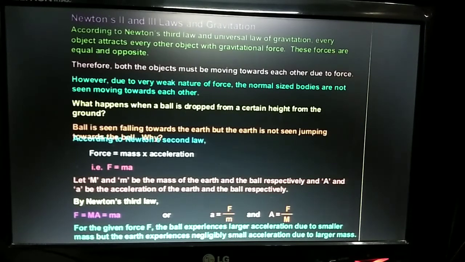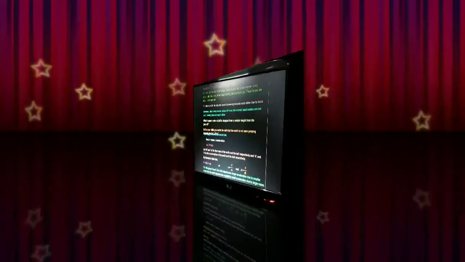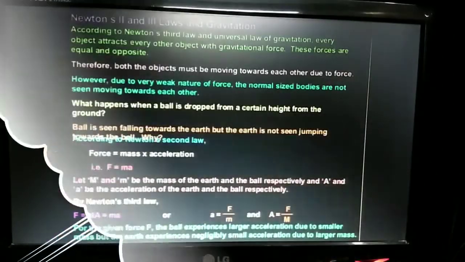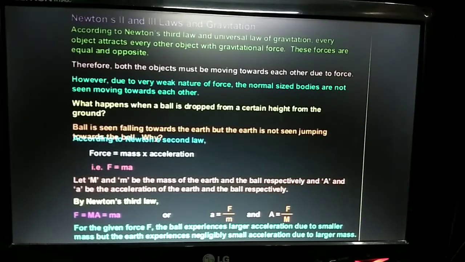What happens when a ball is dropped from a certain height from the ground? Ball is seen falling towards the earth, but the earth is not seen jumping towards the ball. Why? What is the reason? Let capital M and small m be the masses of earth and the ball respectively, and capital A and small a be the acceleration of the earth and the ball respectively. So, acceleration of earth A = F/M, and acceleration of the ball a = F/m.